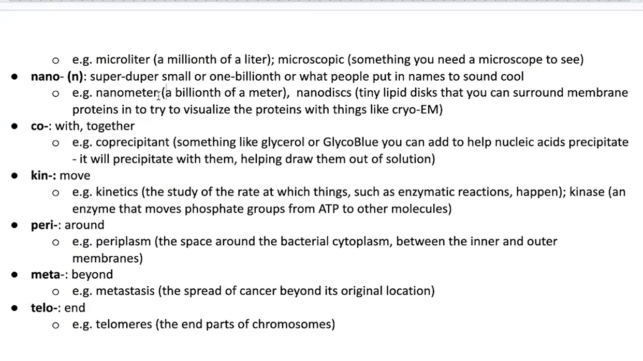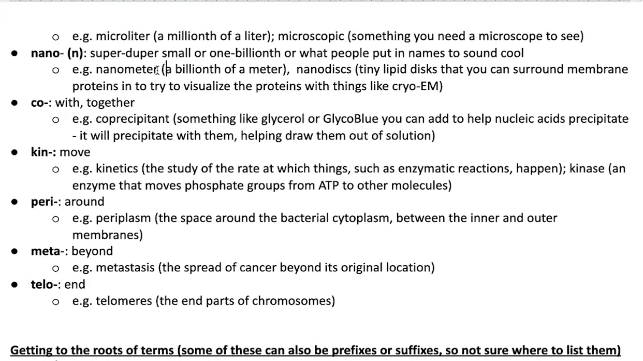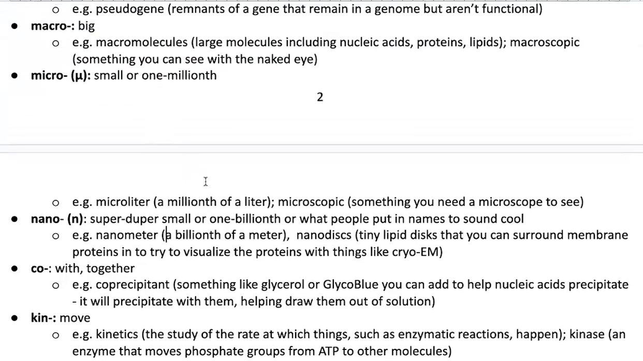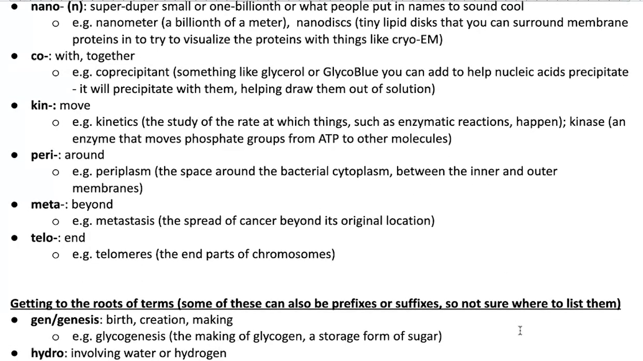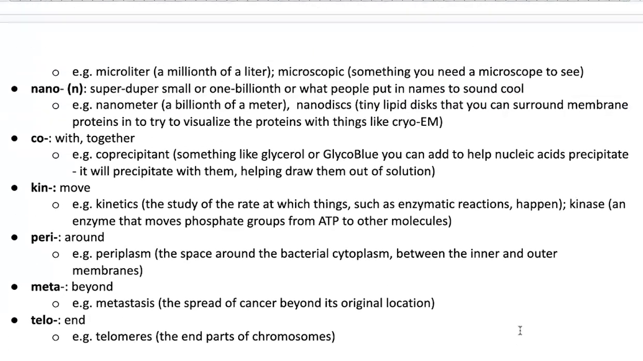Nano, so this means 1 billionth if we're thinking in numbers terms, but if we're thinking about how it's often used outside of a specific scientific context, you might see it just be used for super duper small, or people put it in the name to sound cool. Technically, a nano means a billionth, and so a nanometer would be a billionth of a meter. Nanodiscs are these tiny little lipid discs that you can use to surround membrane proteins to try to visualize the protein with things like cryo-EM. So that's the word nano.